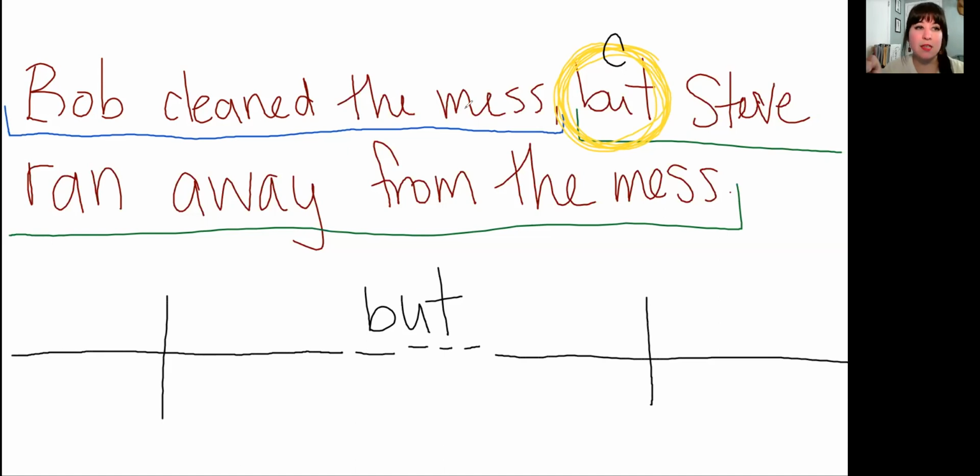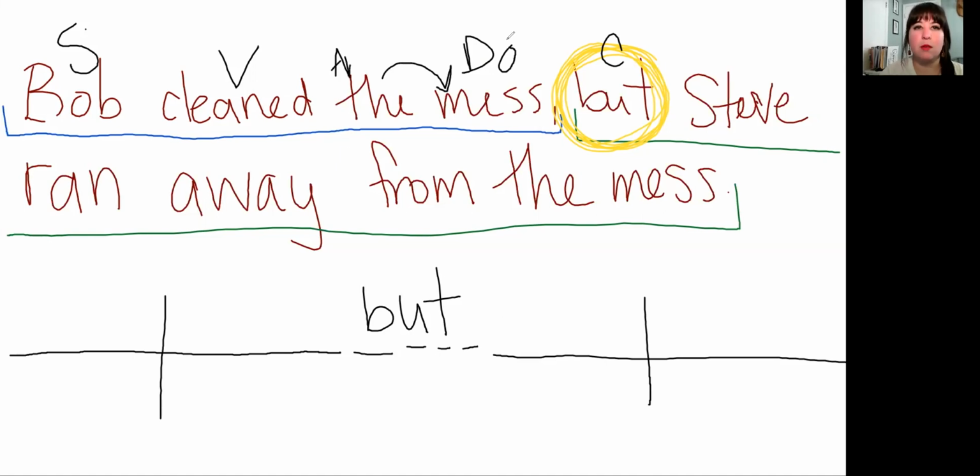Okay, let's look at our first clause. Bob cleaned the mess. What's the subject? Bob. What did Bob do? He cleaned. That's an action verb. Bob cleaned what? Bob cleaned mess. So mess is our direct object. The is an article adjective that's describing mess. Oh, I moved something. What did I move? Oh, art.